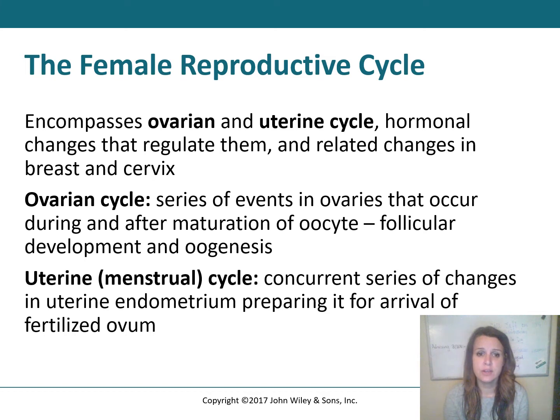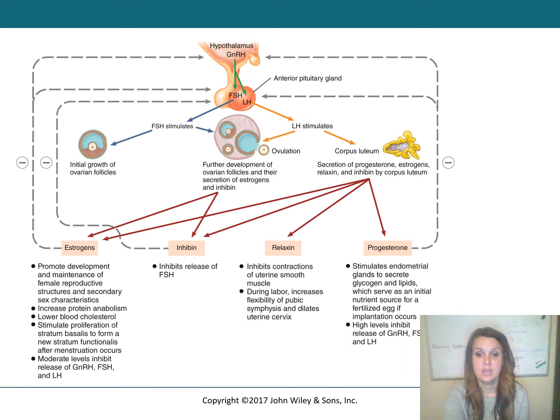So the ovarian cycle is a series of events that occur in the ovaries that lead to the maturation of oocytes. And this is going to include follicular development and oogenesis. Whereas the uterine cycle, also called the menstrual cycle, is the series of changes in the uterine endometrium that prepare it for arrival of a fertilized ovum. So in order to understand this, we need to look at all the different hormones that are secreted and how they regulate the reproductive cycles.